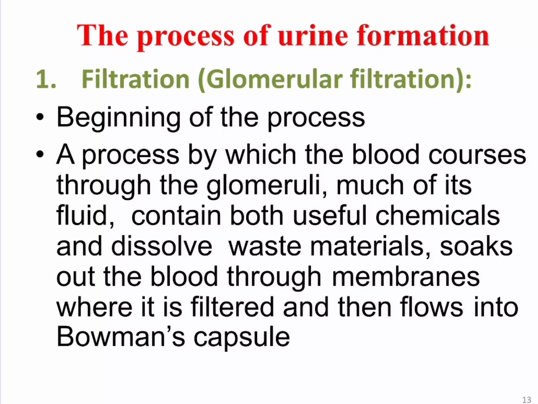The process of urine formation. The first is filtration, also called glomerular filtration. This is the beginning of the process, by which the blood courses through the glomeruli. Much of its fluid, containing both useful chemicals and dissolved waste material, soaks out of the blood through membranes where it is filtered, and then flows into the Bowman's capsules.